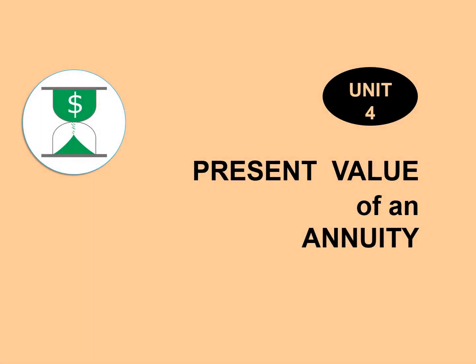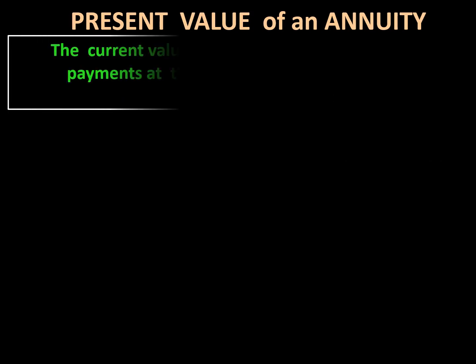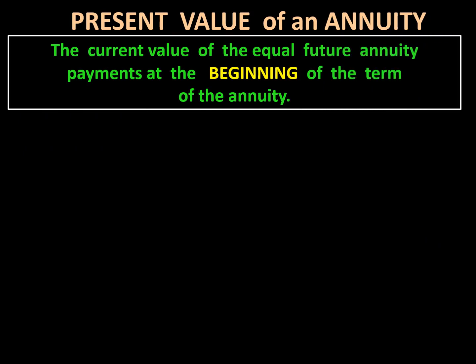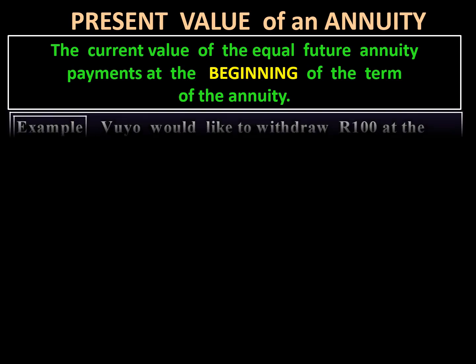Next, we're going to look at the present value of an annuity and derive a formula for the present value of an ordinary annuity. Let's just recall again. The present value of an annuity is the current value of the equal future annuity payments at the beginning of the term of the annuity. So this is the value at the beginning of the term.